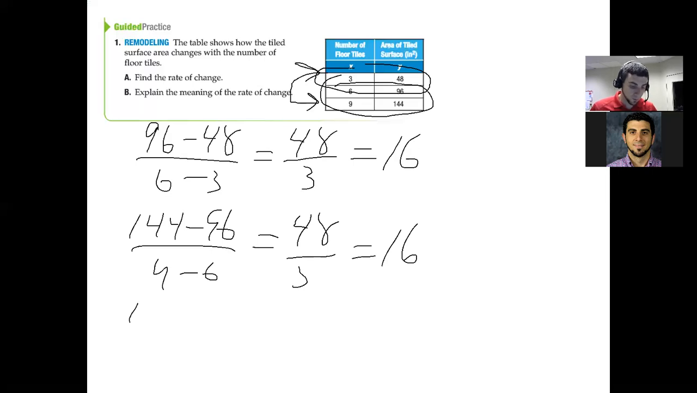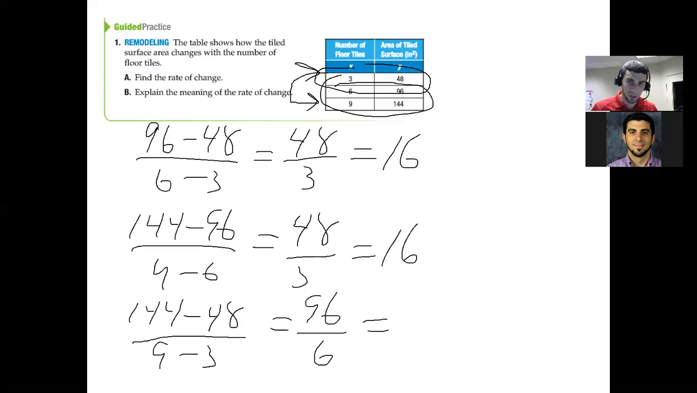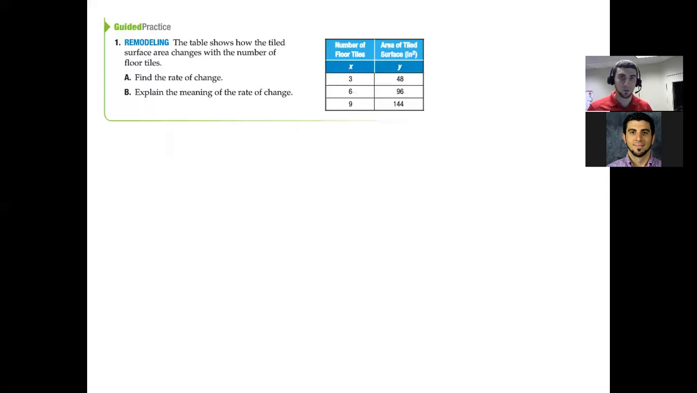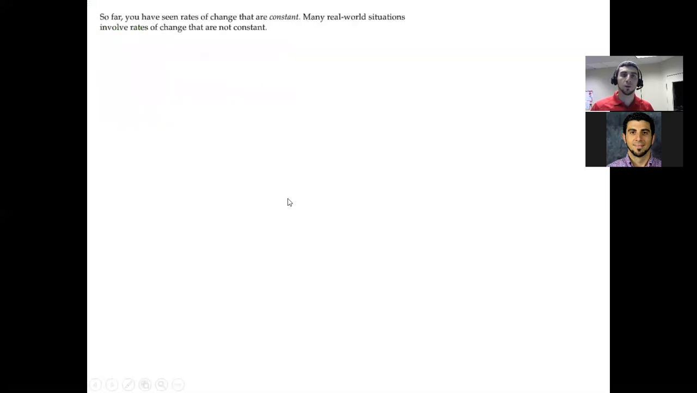You could do 144 minus 48 over 9 minus 3, which would give you 96 over 6, which again is 16. Okay? So it doesn't matter which 2 you pick for the rate of change in this problem, you'll still get the same answer. Okay? All right, so far you've seen rates of change that are constant.